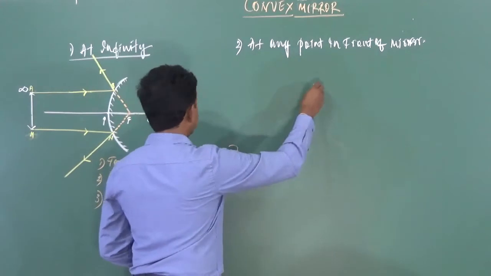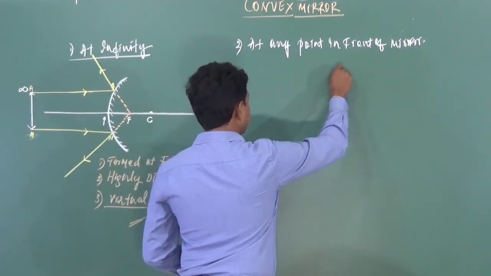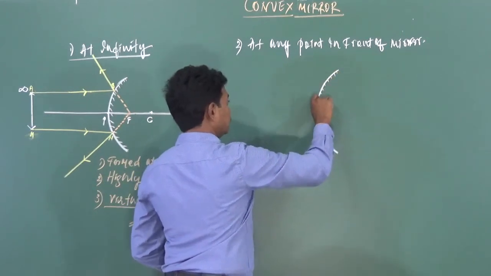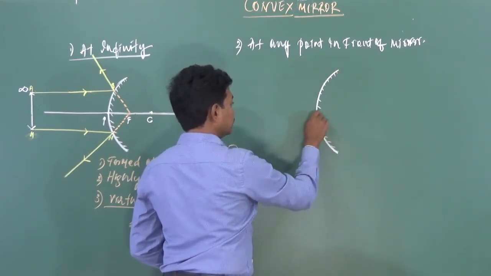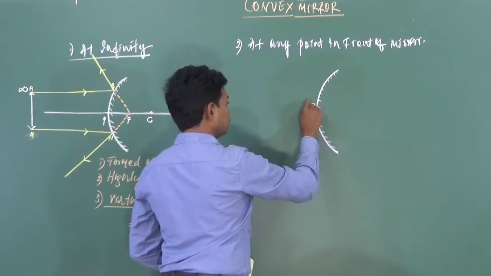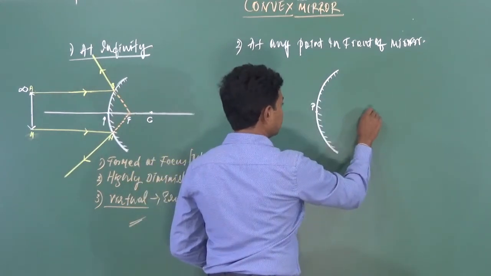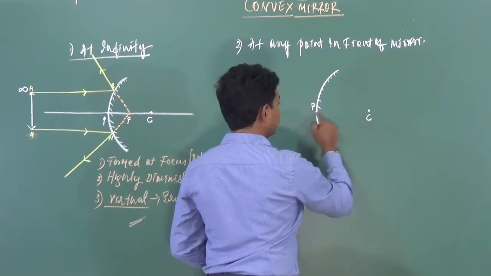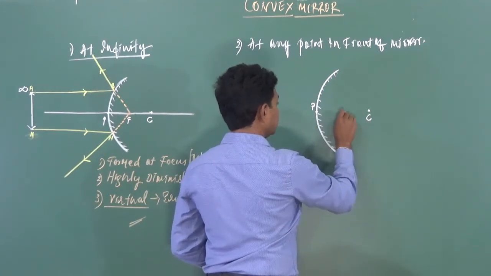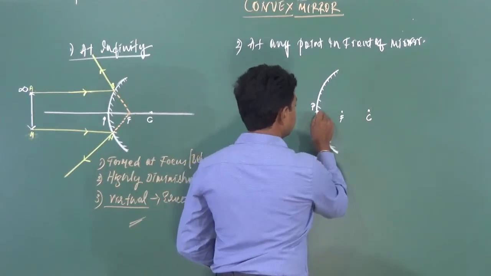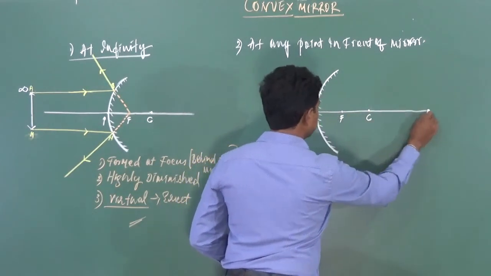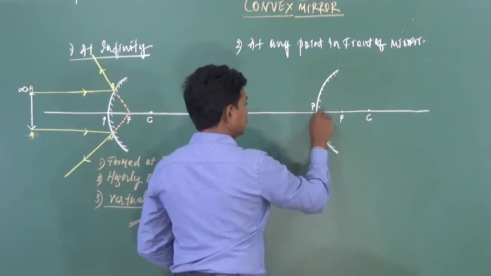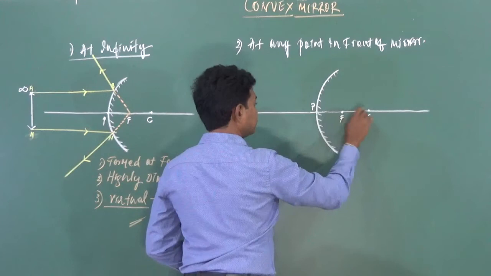Okay, so we'll take a mirror here. We'll take a convex mirror. So this is the pole of the mirror. This becomes the center of curvature. The point which is the midpoint between the pole and the center of curvature is the principal focus. Let us join all these three points and extend it on this side also for reference. So this is the principal axis.